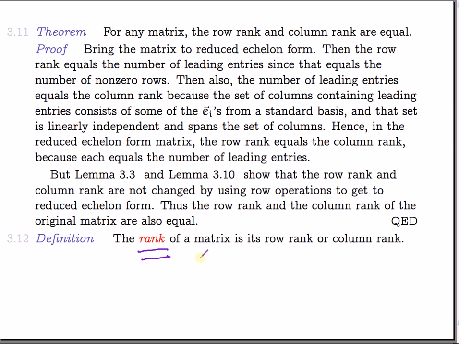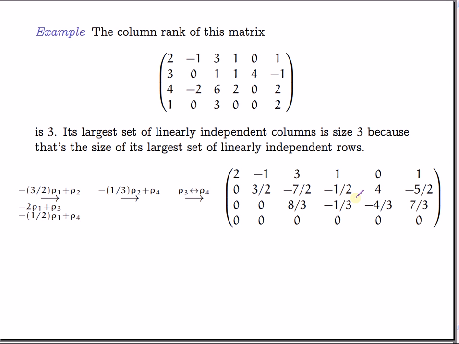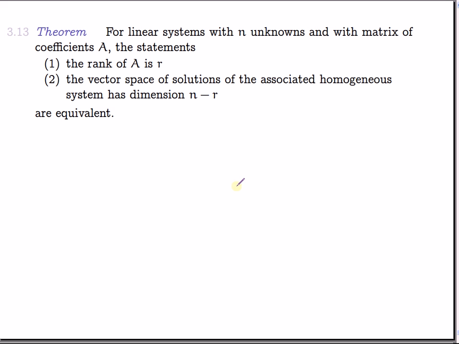So we can define the rank of a matrix as its row rank or its column rank, because they're both equal. For example, let's consider the column rank of this matrix. It turns out that it's 3. Why is it 3? Because if you row reduce the matrix, now this is just echelon form, it's not reduced echelon form, but from this we can see that the row rank is 3, and it follows from that previous result that the column rank must also be 3.